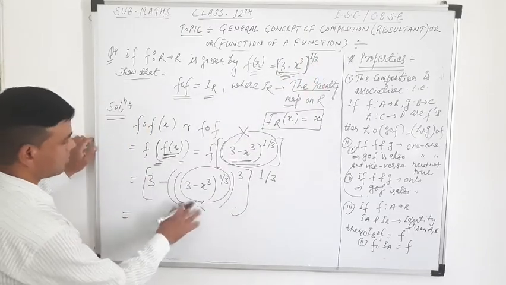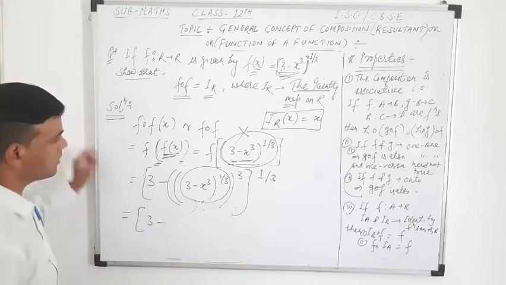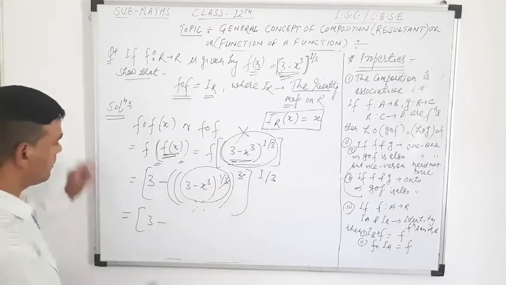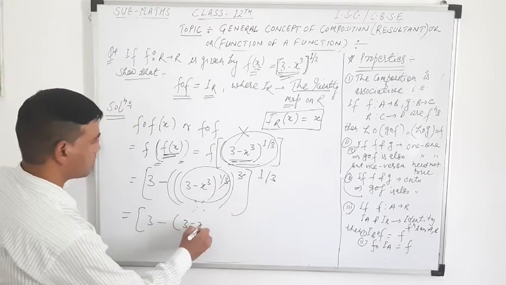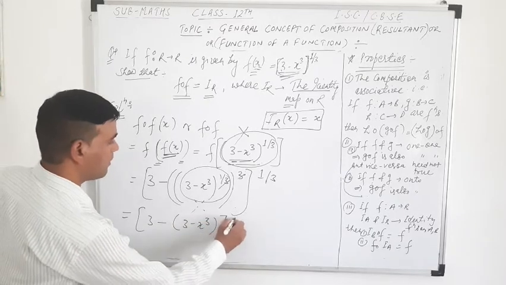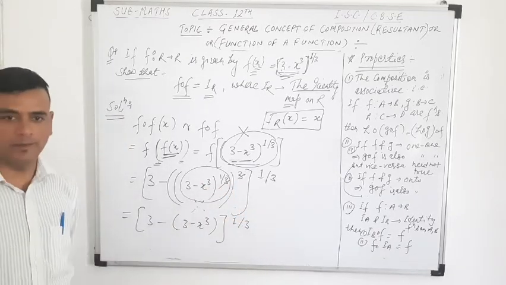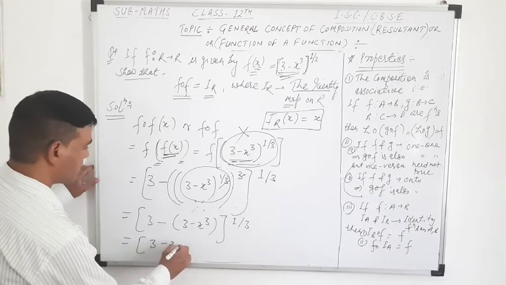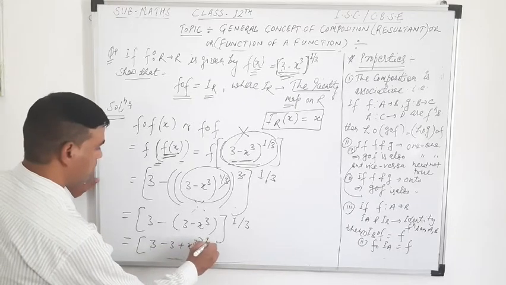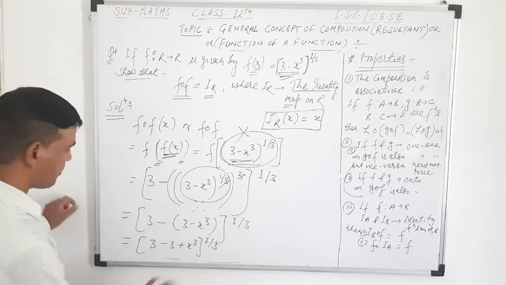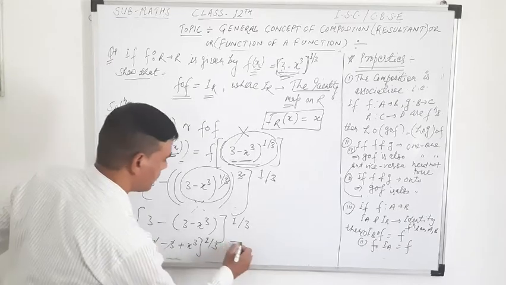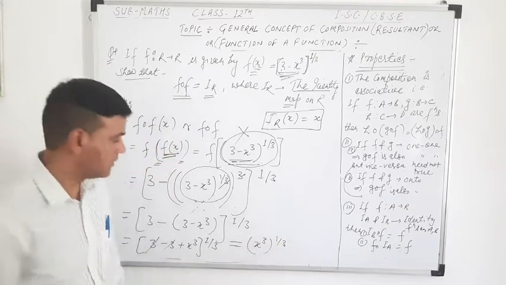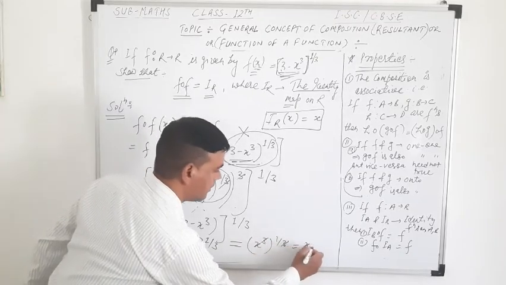After solving this, what will you get here? 3 will be cancelled out by 3. So you will get 3 minus x to the power 3, whole power 1 upon 3. And then if you open this bracket, 3 minus 3 becomes plus x to the power 3, whole power 1 upon 3. 3 will be cancelled out by 3, and this is nothing but x.